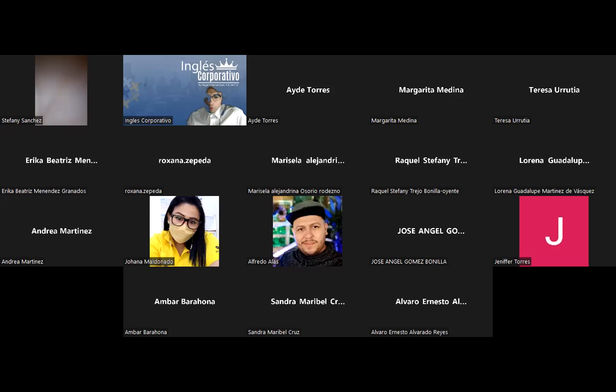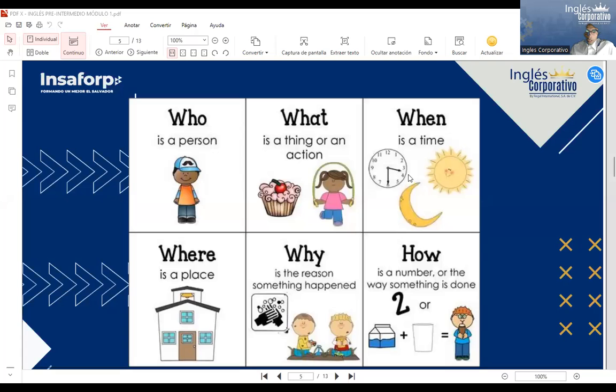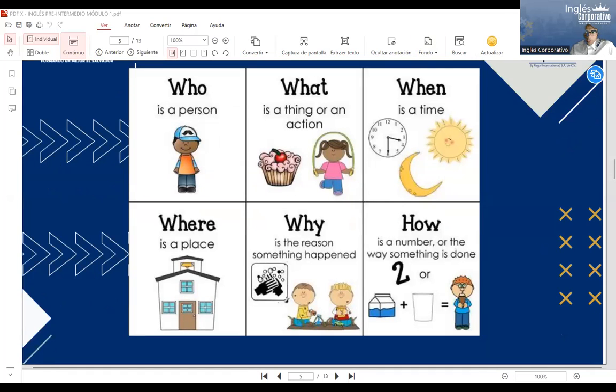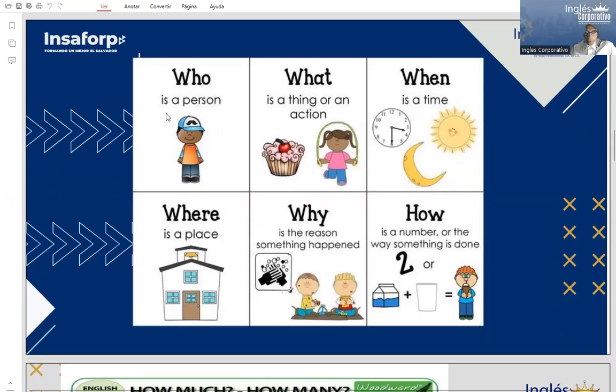Okay. I'm so sorry. My apologies for those technical issues, guys. But what's the name of this? ¿Cuál es el nombre de esto? Question. WH question. That's right. WH questions. The WH questions are used to get more information.